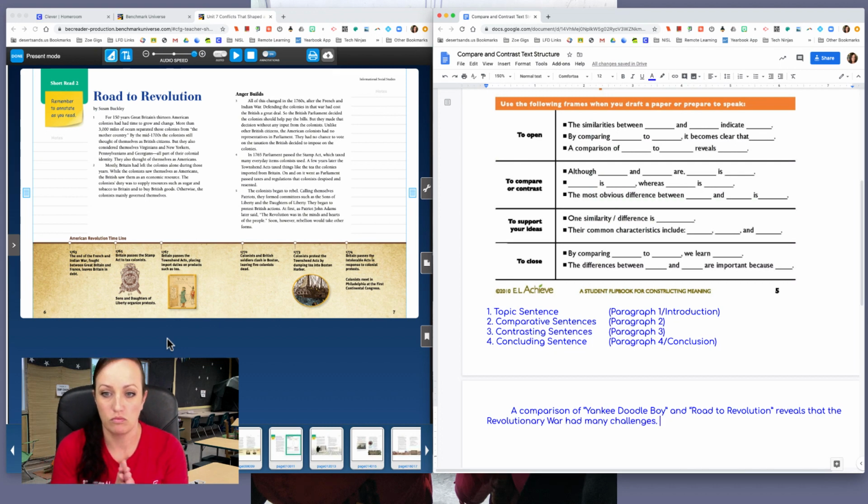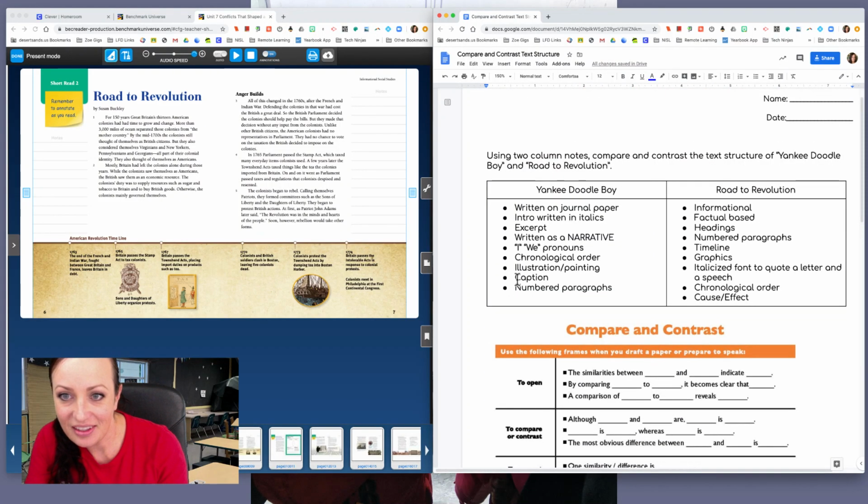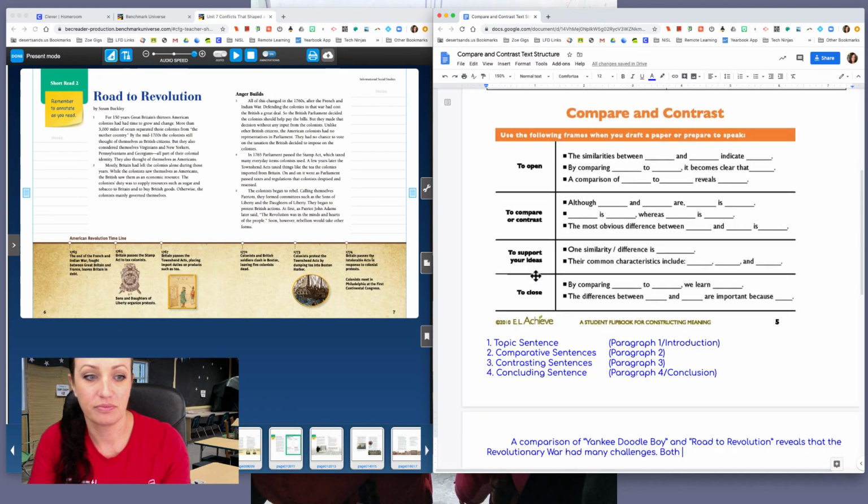All right, so I've done my topic sentence. I'm working on my comparative sentence. How are they the same? Both, I think I just mentioned how they were different though. That's not what I want. How are they the same? They're both talking about the Revolutionary War. They both are in chronological order. That's better. There are numbered paragraphs. I could say that, but that's not as cool. So I'm going to talk about the chronological order.